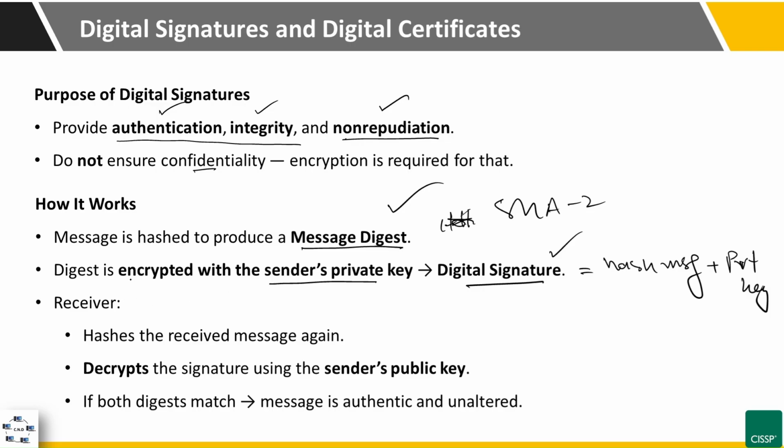When the digital signature is received by the receiver, it hashes the received message again. So at the receiver end, both the message as well as the digital signature are sent. It decrypts the digital signature using the sender's public key, and then it compares both digests. When decrypted using the public key, the hash of the message is received, and the hash of the received message is also taken. Both are compared, and if they match, it means the message is authentic and unaltered.